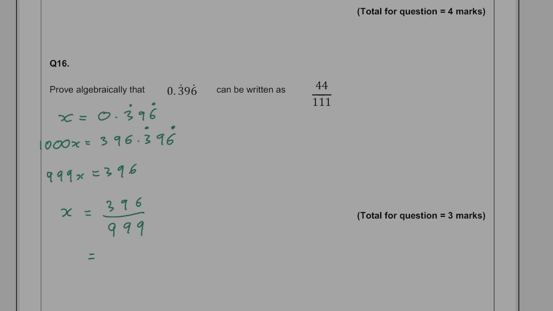I'm then going to simplify. I'm going to assume that these are both divisible by 9. So let's just double check that. If I put it over 111 and do 9s into 396, 9s go into 39 fully 4 times, with 9 times 4 is 36, so there's 3 left over, and then 9 goes into 36 fully 4, so it will be 44 over 111, which is what we were asked to show.